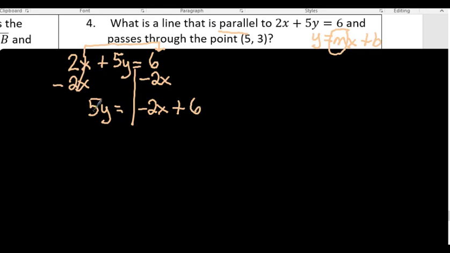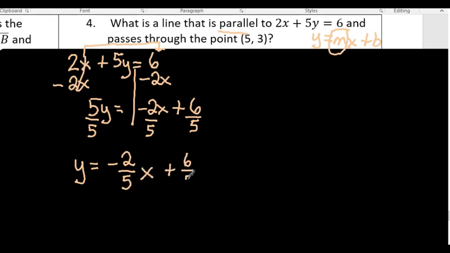Well, I still don't have the y by itself. I got to get rid of that. So we have to divide by 5. Divide by 5. And so now what does it look like? It says y equals -2 over 5, and that is what's in front of the x, plus 6 over 5.